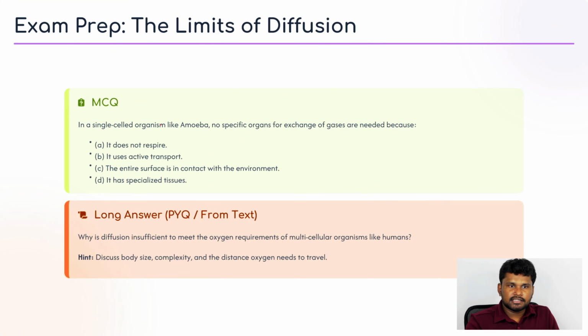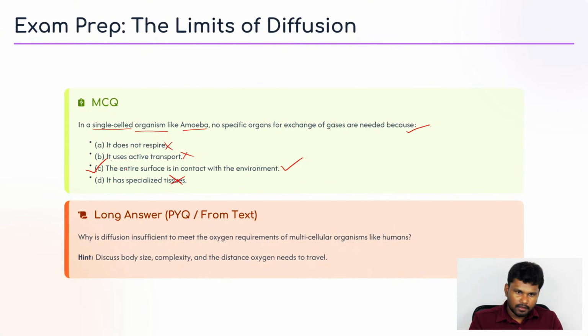Now let us see some questions regarding the things that we have discussed till now. Okay, in single-celled organisms like amoeba, no specific organs for exchange of gases are needed because they do not respire. No, they will respire, because we just spoke about the exchange of gases in it, so that is respiration simply. It uses active transport. No, it is passive transport. I just explained to you, the entire surface is in contact with the environment. It has specialized tissues. No, it has no tissues. Tissues are organized after the cells, but it is just a cell, so it does not have any tissues. So C is the correct option.